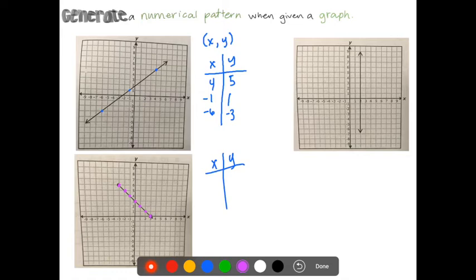And normally when we generate a numerical pattern, and generate a table from here, what we want to do is go in order. So whatever you pick, go in order, either from greatest to least or least to greatest.